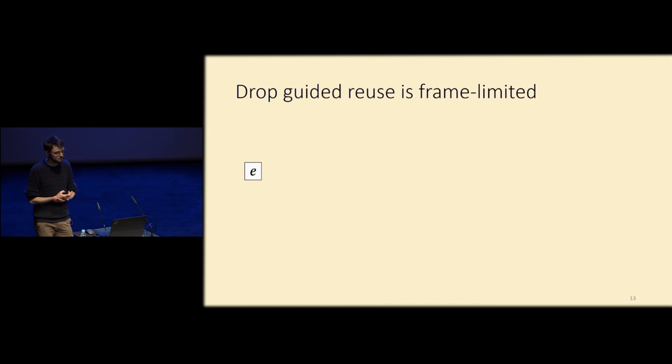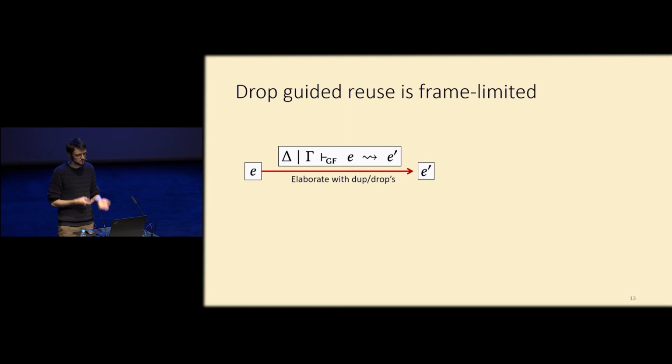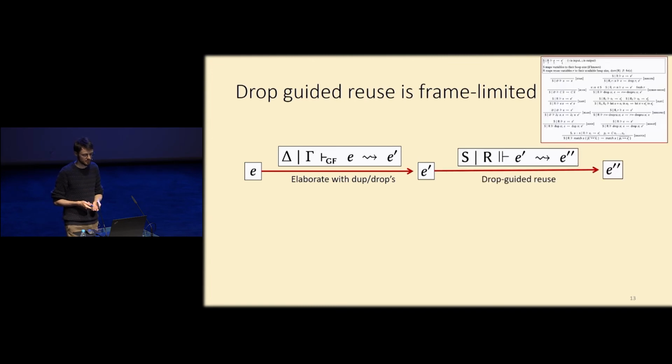Now, how do we actually prove that drop-guided reuse is frame-limited? So in a first step, we'll take an expression E that was given by the user and insert the dup and drop instructions, and that will yield a garbage-free program, E prime. Then we do the reuse analysis, which we've also formalized, to turn some drops into drop reuses. And thus we obtain a new expression, E prime prime.